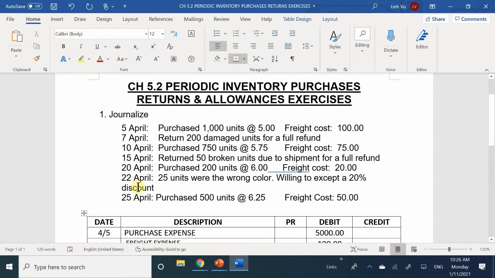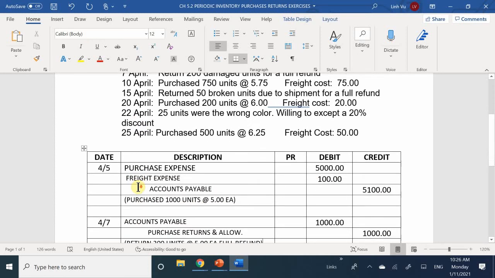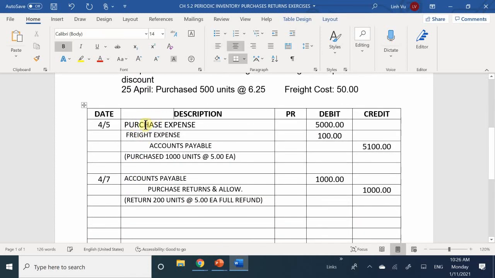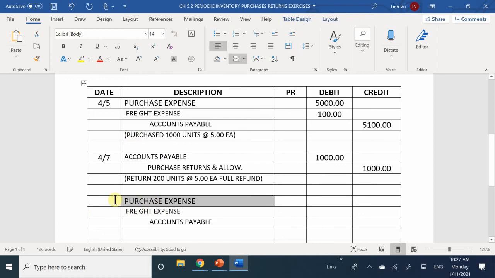So then on April 10, you purchased 750 units at $5.75 each. Freight cost you $75. I'm going to save some time here. We're going to have a purchase expense and a freight expense, okay? Now, how much is my purchase expense going to be for? 4,312 and 50 cents.